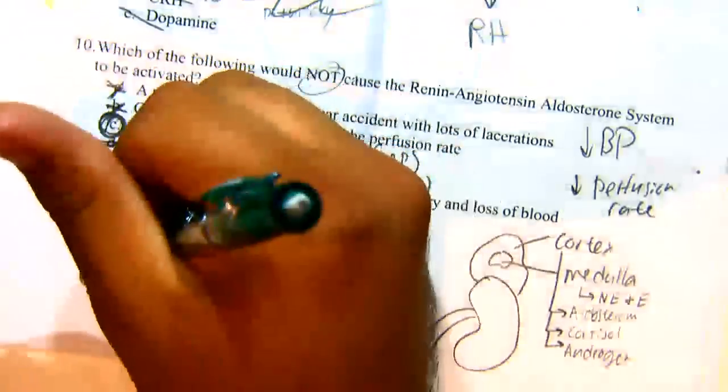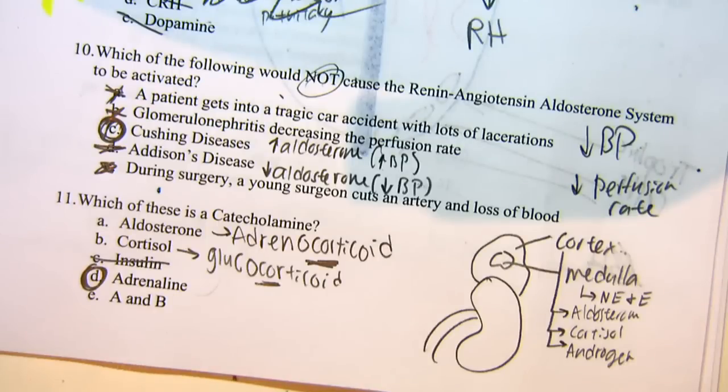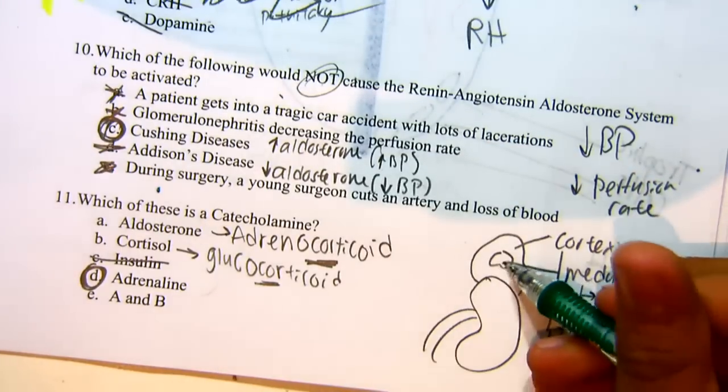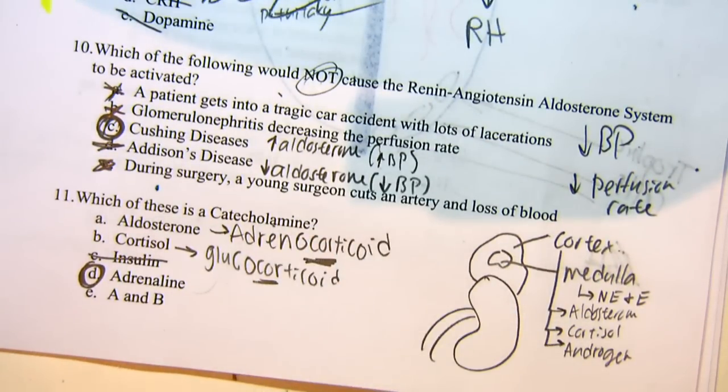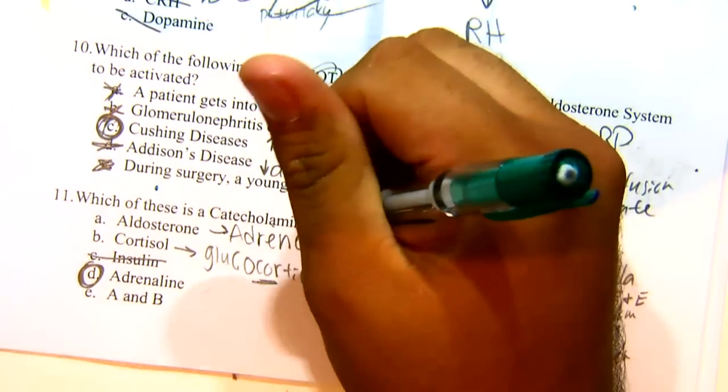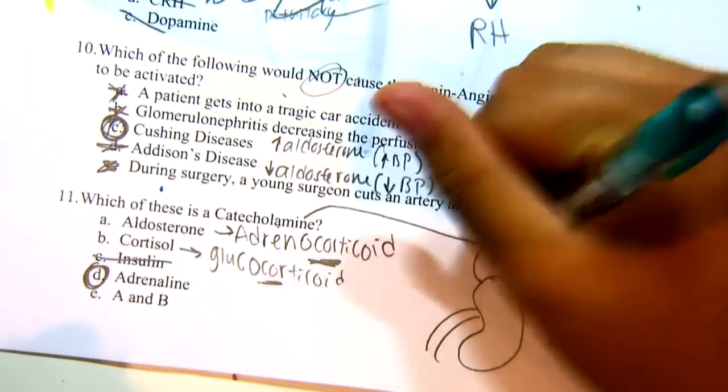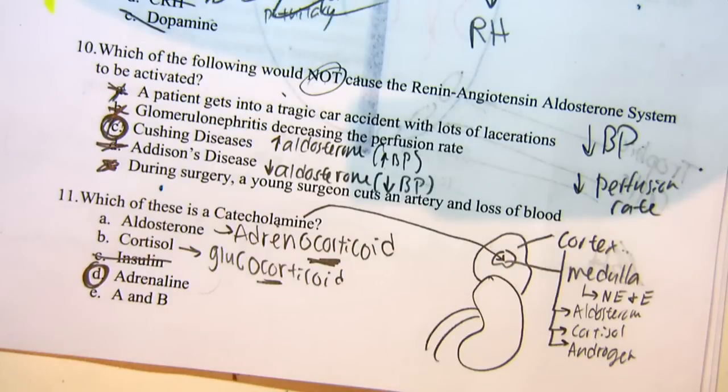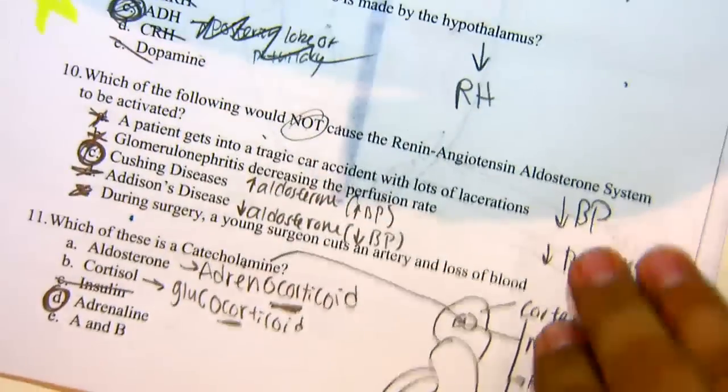Insulin gets secreted by the pancreas, so I really hope you didn't put that. Oh no. And then adrenaline gets secreted in the medulla, which is a catecholamine. So our catecholamines are going to be adrenaline, epinephrine, noradrenaline, norepinephrine, all that stuff. So catecholamines refers to the medulla. Okay, let's do number 12.